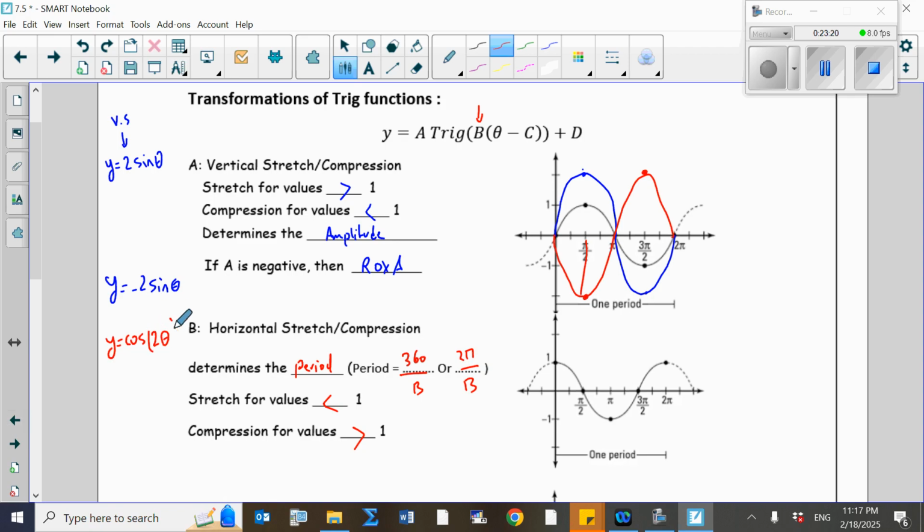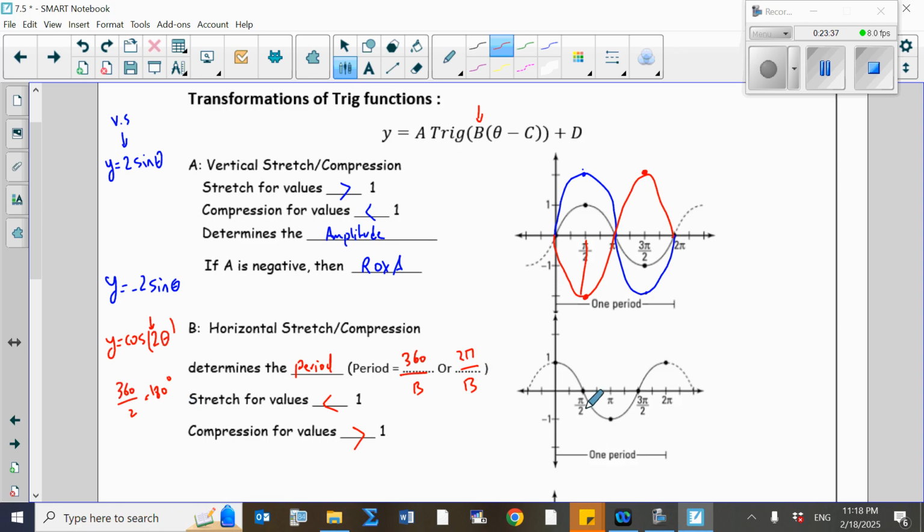So the period of the parent function was 360. If I divide it by this b value, which is 2, it's going to be 180 degrees. So the period is going to be shorter. Although this value is greater than 1, the period is smaller.